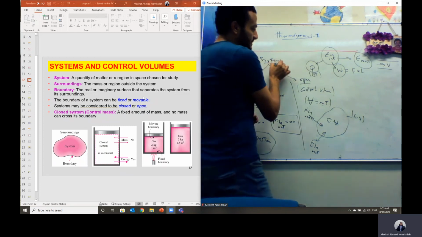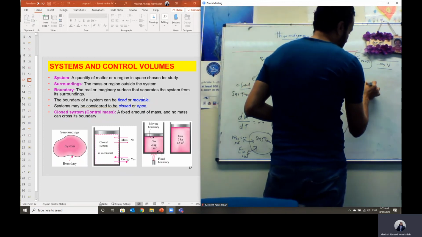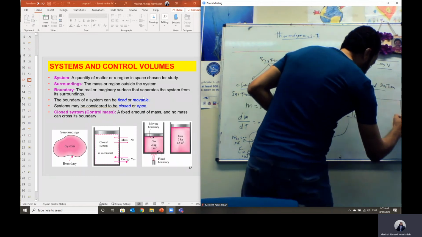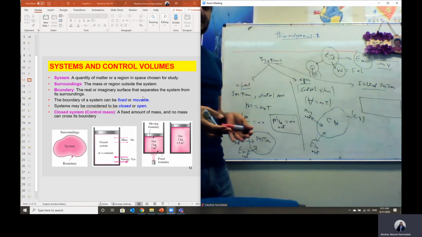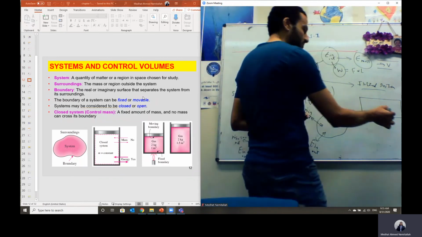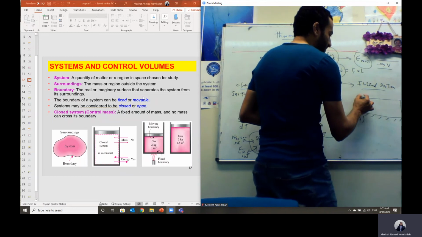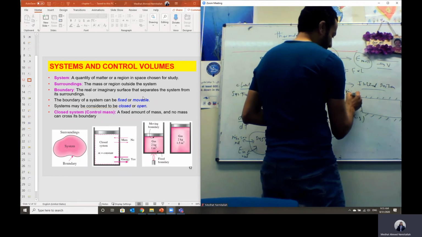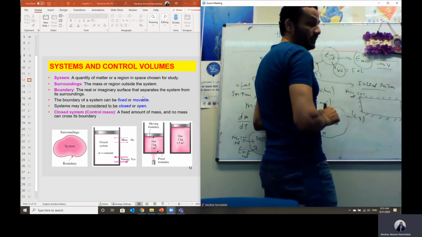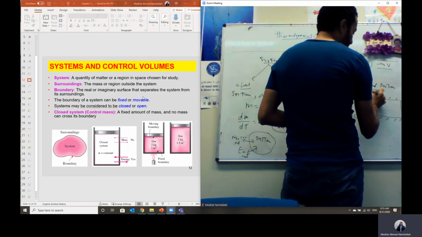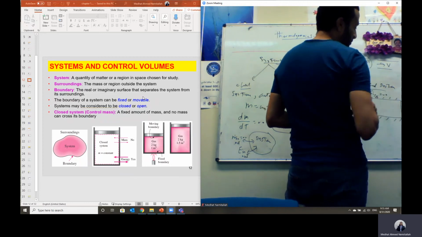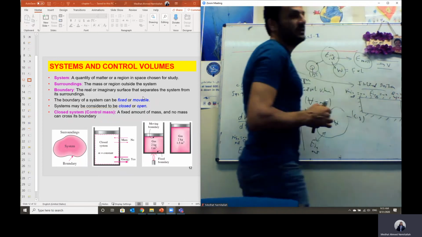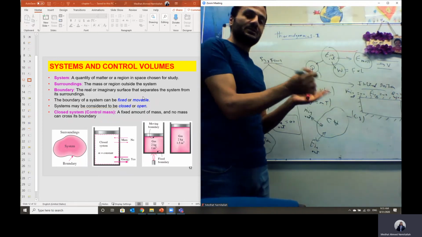There is a special case of system which is called an isolated system. Isolated system means this system does not allow either mass transfer or energy transfer. So it is a totally insulated system. The system is totally isolated. So in this case, mass in or mass out is equal to 0. Also, energy in or energy out is equal to 0. That means the heat transfer is 0, and work is also equal to 0.